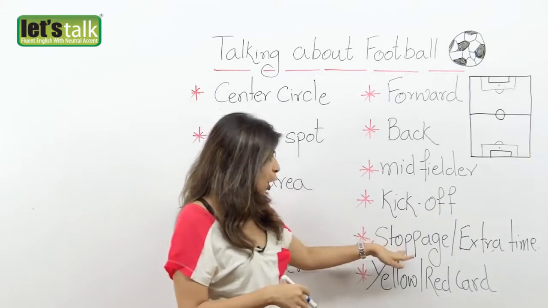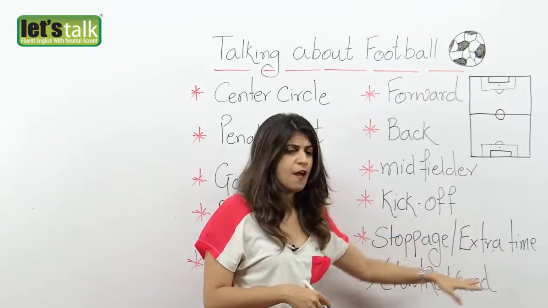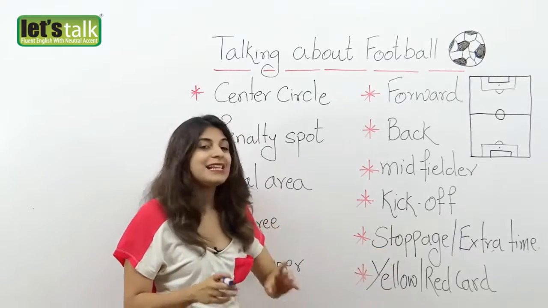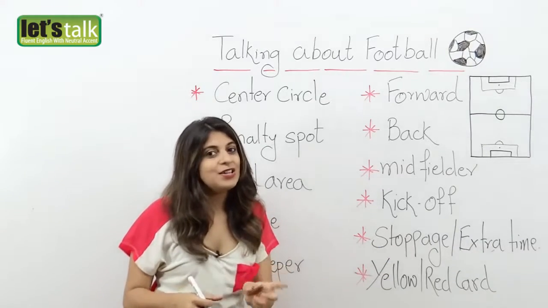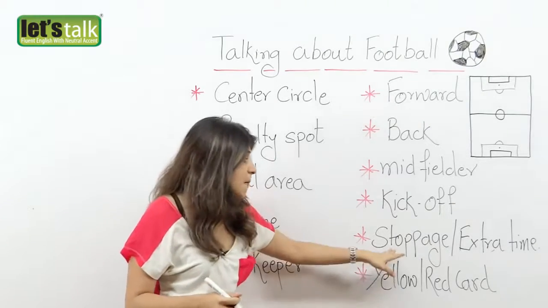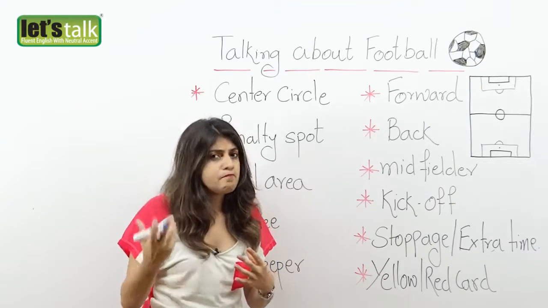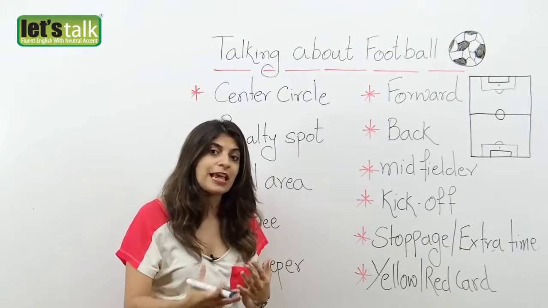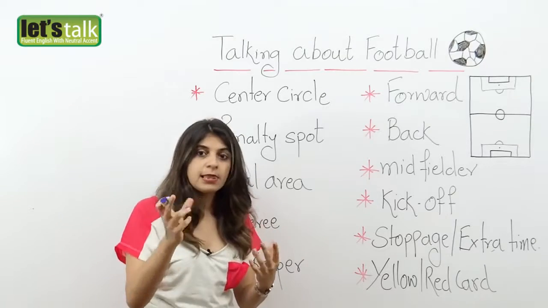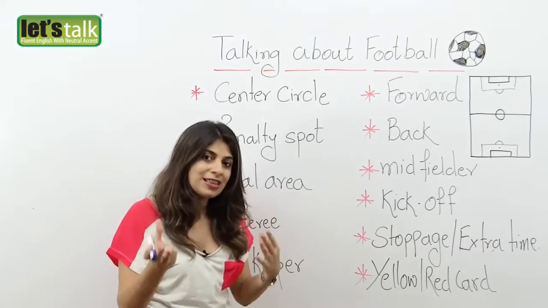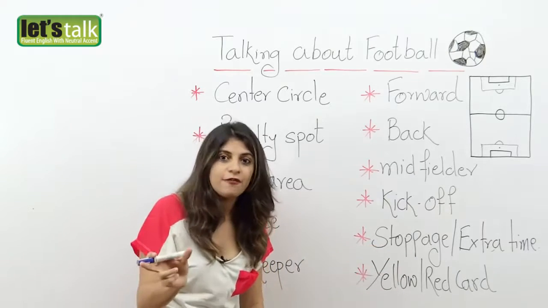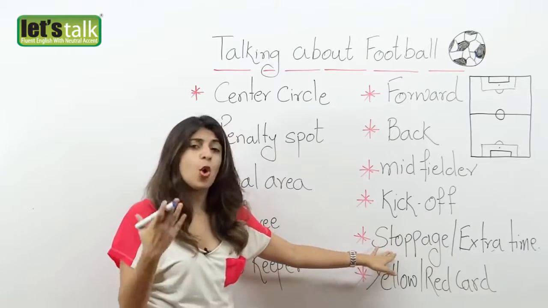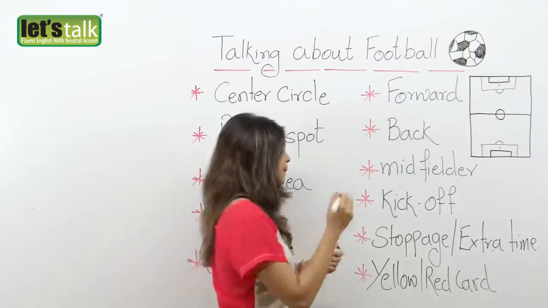We also have stoppage and extra time. First, let's learn what is stoppage time. Now, stoppage time is a time period that is added to the end of the game, maybe because a player was injured. Okay, so of course, if a player is injured, you have to take care of the player and a little time is spent on the same. So that time is added at the end of the game so that the game is continued, okay? Stoppage time is also called injury time.